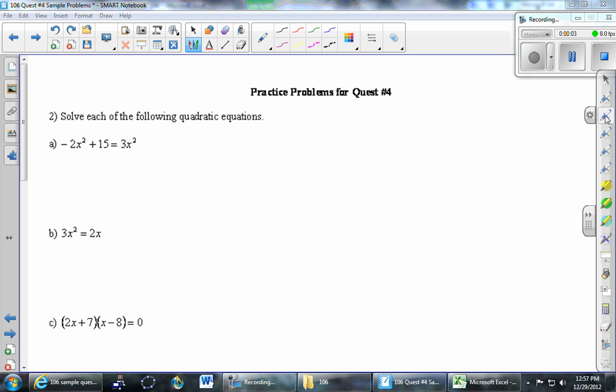This is problem number 2 on the practice problems for quest number 4. Solve each of the following quadratic equations. A, negative 2x squared plus 15 equals 3x squared.